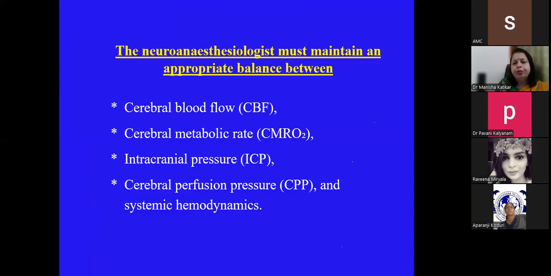So we need to know, again, I am coming to the same thing. We need to monitor the cerebral perfusion pressure and systemic hemodynamics by having an appropriate balance of cerebral blood flow, cerebral metabolic rate, and intracranial pressure. And all of this is in our domain: anesthetic drugs, IV fluids, avoidance of hypoxia and hypercarbia, and maintenance of mean arterial pressure. That will help us to have an appropriate balance between all these important factors.